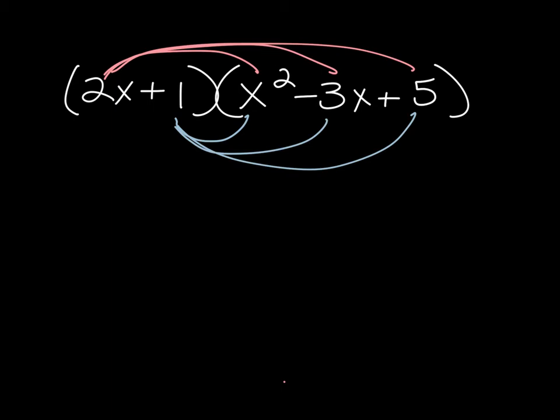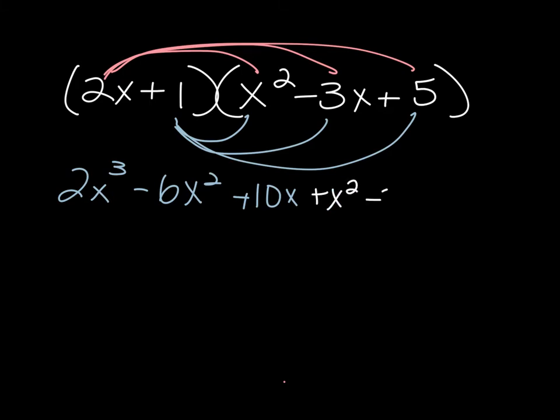So 2x times x squared would be 2x to the third. 2x times a negative 3x is negative 6x squared. 2x times 5 is positive 10x. And then I want to repeat the whole process for a positive 1. So 1 times x squared is x squared. 1 times negative 3x is negative 3x. 1 times 5 is a positive 5. If there was a third term here, if this said 5x squared, then I would distribute the 5x squared to each of the three terms and then combine my like terms at the end, okay?